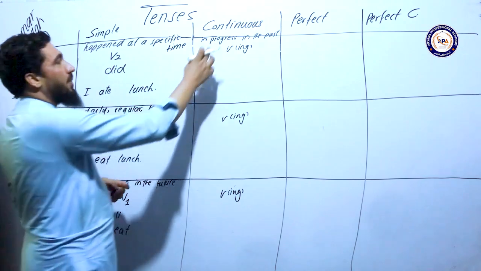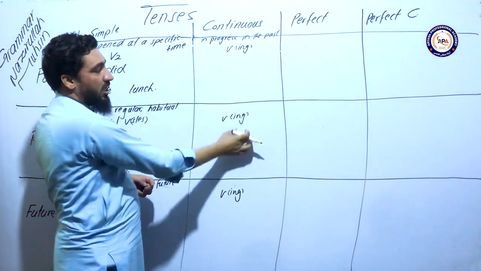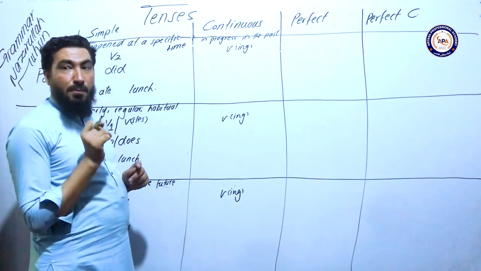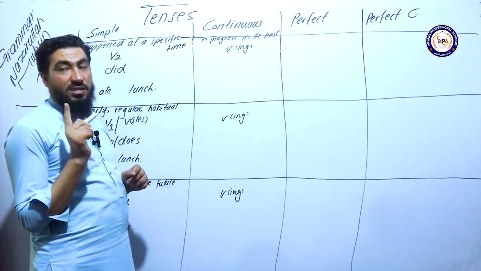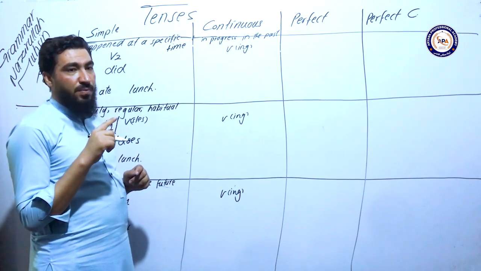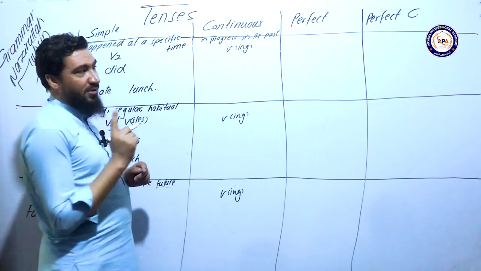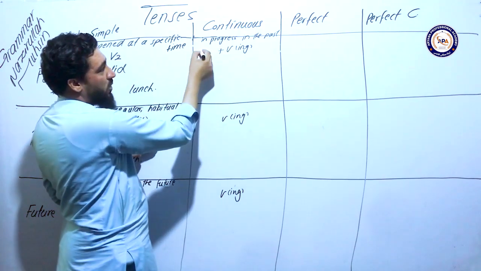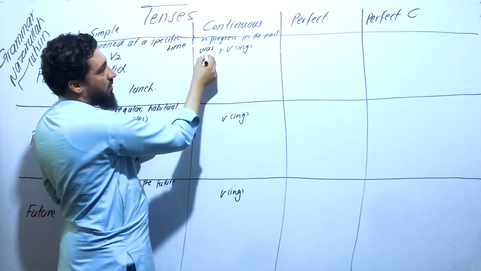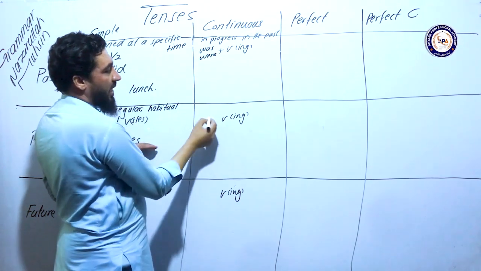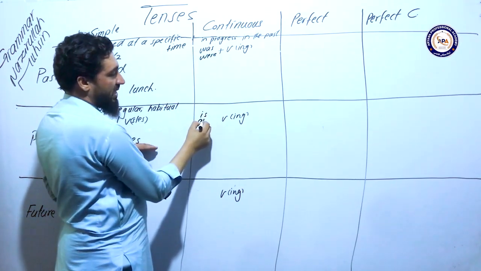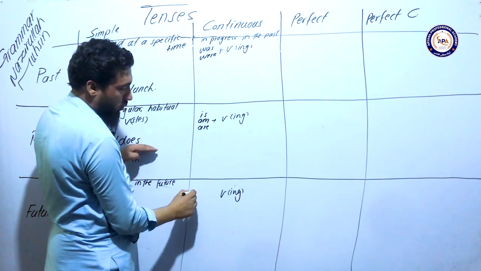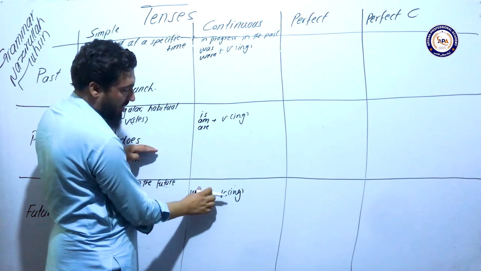So when you are talking about the continuous tenses, here we use the ing form of verb, but this ing form of verb can never be used alone. There must be a helping verb. What is that helping verb? To be verb. In continuous tenses, we use to be verbs. So in past continuous, we use the past forms of to be, which are was and were. And in present continuous, we use is, am, are. And in future continuous, we use will plus be.